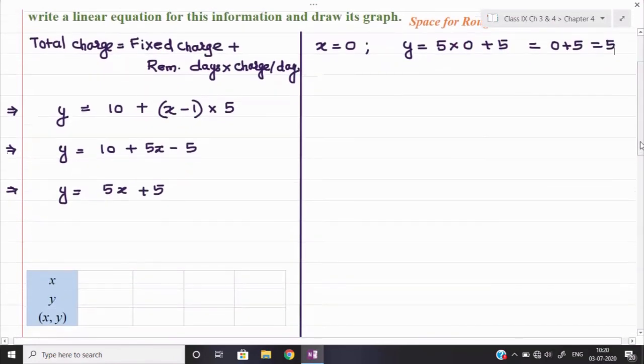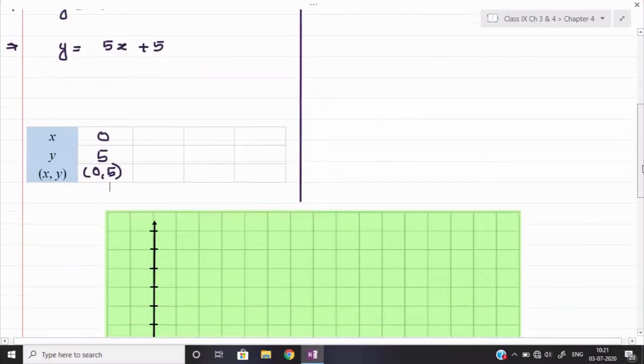Okay, so if x is equal to 0, then y is equal to 5, and my coordinate will be 0 comma 5. Similarly, if I now take the value of x is equal to 1, then y will come 5 plus 5 is equal to 10. But here I have taken the graph paper as a multiple of 10, so it will be easier to plot.